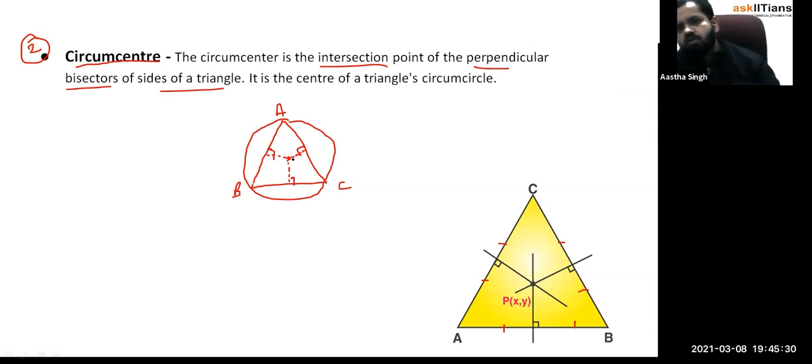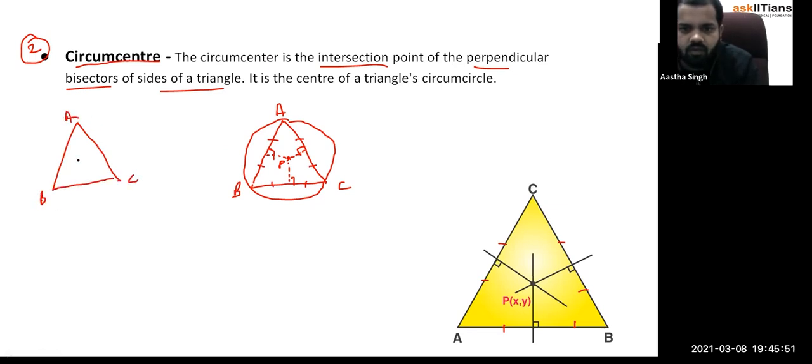So a circumcenter is what? Circumcenter is a key point. Circumcenter is the intersection of what? Perpendicular bisectors. These are all perpendicular bisectors of the sides of a triangle. If a triangle ABC is given, the circumcenter is the intersection of the perpendicular bisectors of all the sides, right?